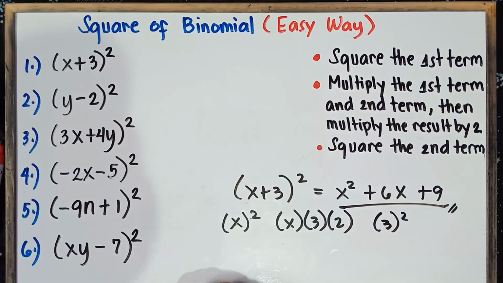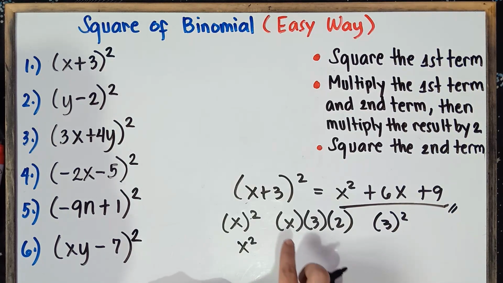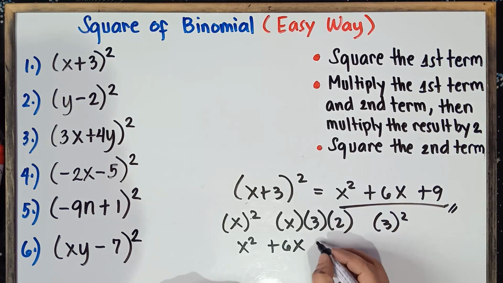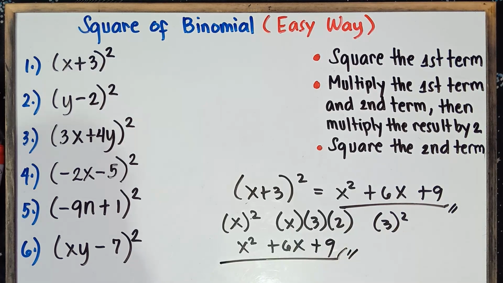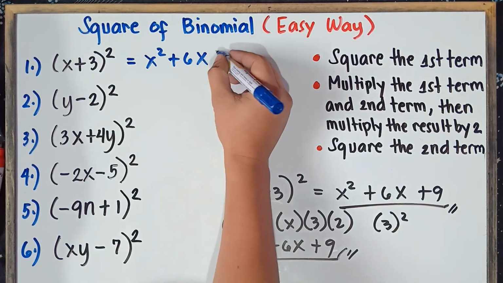So simplify this one: x times x, that would be x squared. Multiply the first term and second term, x times 3 is 3x, times 2, that would be positive 6x. And then square the second term, 3 times 3, that would be positive 9. That's it, class. That's the answer, class, with regards to example number 1. So our answer, we have x squared plus 6x plus 9.